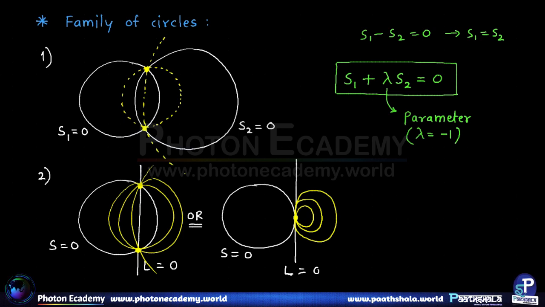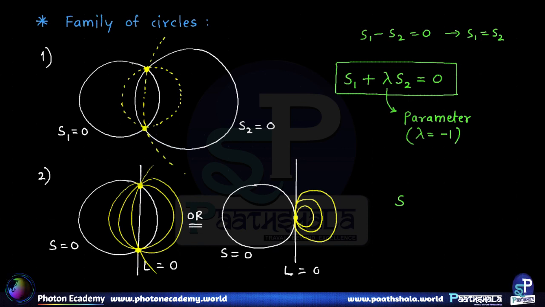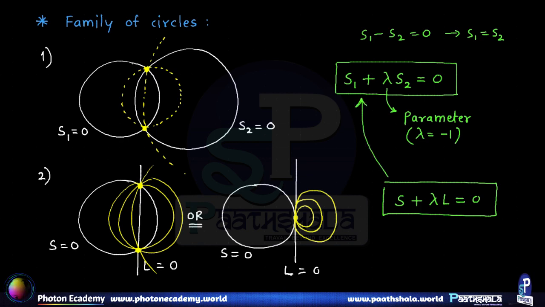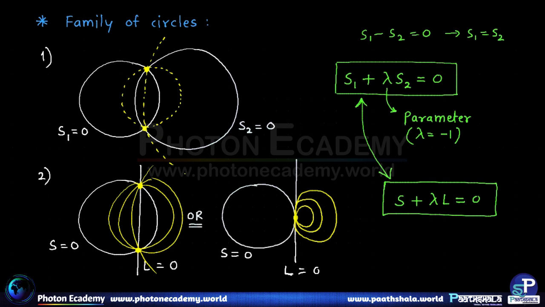Alright. So in both of the cases, the general equation of the family of all these circles is given by a similar pattern, but in case of a circle and a line we'll write S plus lambda times L is equal to 0. So that is very much analogous to the pattern that we saw earlier. It's just that there are two curves, either both are circles or one circle and one line.